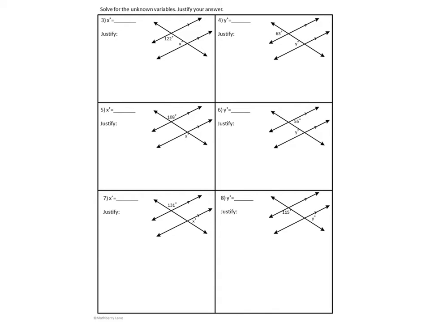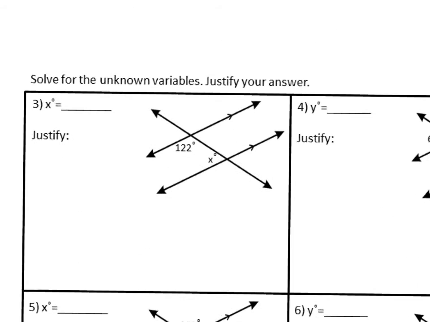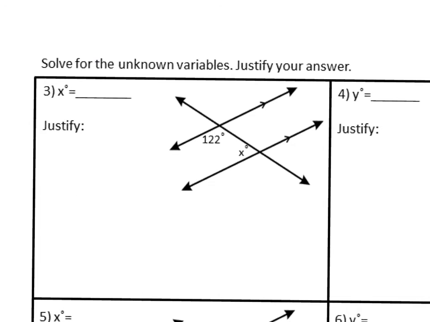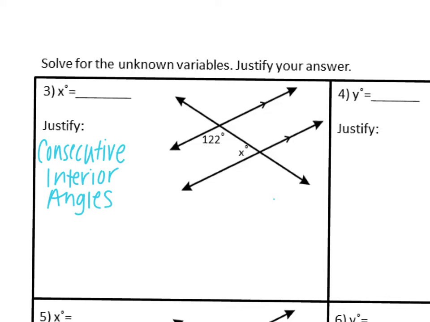Okay, so today we're going to look at some examples of how to find missing angles when we have parallel lines cut by a transversal. So this first example is an example of consecutive interior angles. These angles add up to 180 degrees. We know this because this angle and the 122 degrees also add up to 180 degrees.